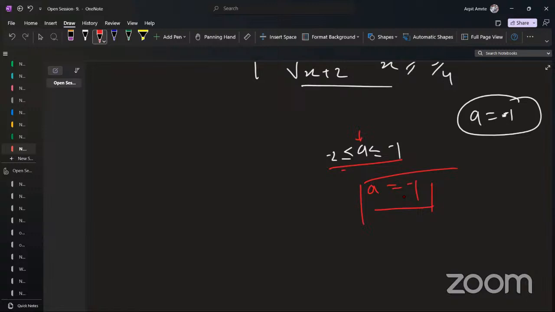Yes, sir. I have solved the minimum part, but after that I was not able to get what to do with this maximum, how to get it. Now you understood? Yes, sir. Now understood, sir. Okay. Thank you, sir.